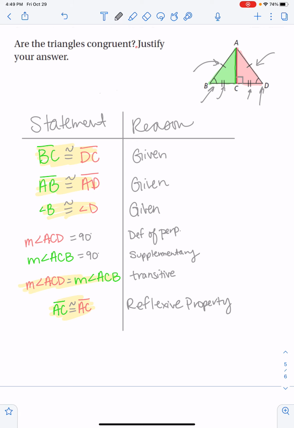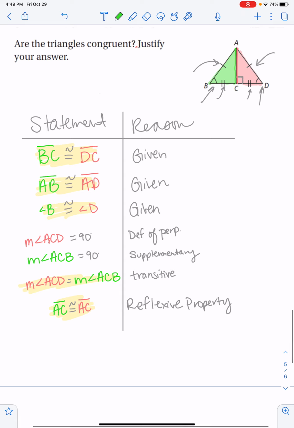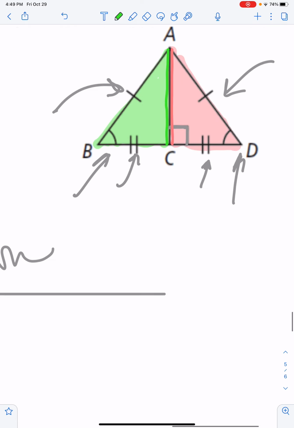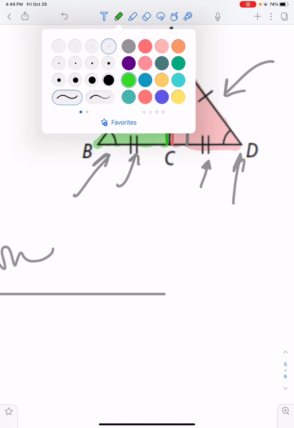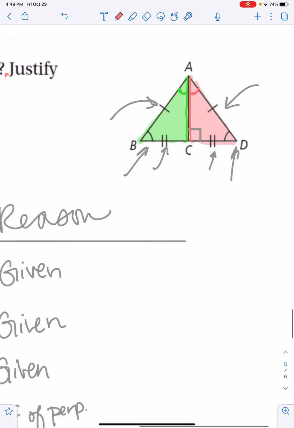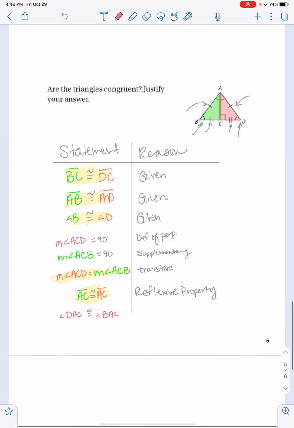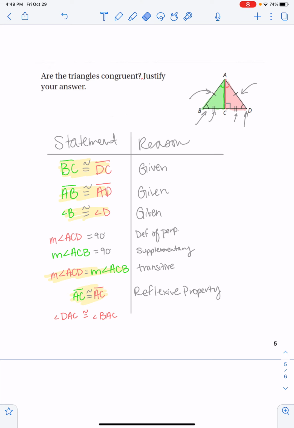And then last but not least, I need to show the very last angle. It says this one and this one need to be the same. So DAC and BAC, those angles need to be congruent. So one of them is green.